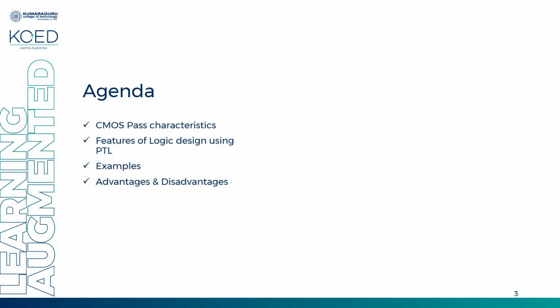Before moving into logic design using pass transistors, first let us analyze how an NMOS acts as a pass transistor and PMOS acts as a pass transistor. And then we'll see some properties or features of PTL logic. And then we'll see some examples, that is AND and OR gate I have given here, that is AND and OR logic designed using pass transistor logic cells. Finally, we'll be going through some advantages and disadvantages, plus and minus of this logic.